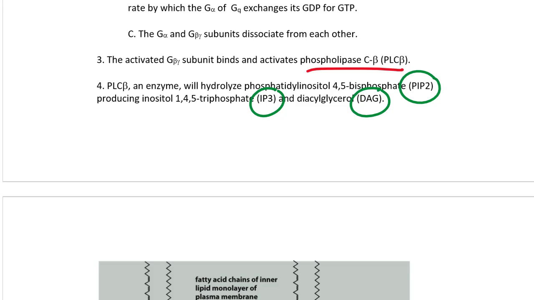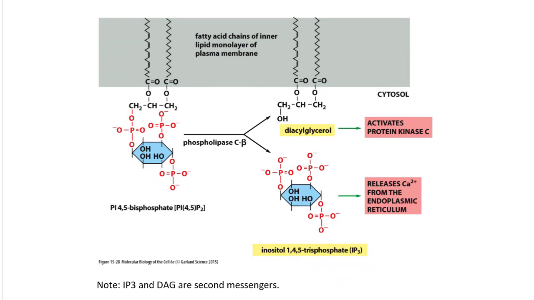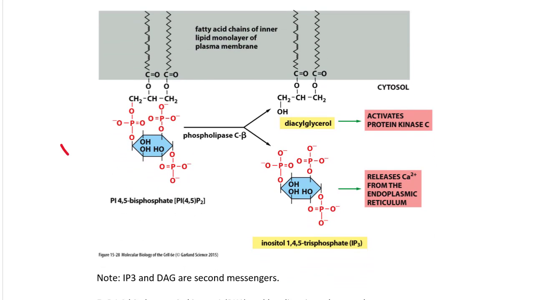So this reaction is simply this. PIP2 goes to produce IP3 plus DAG, and the enzyme is PLC beta. Okay? And this is being shown here. Here's our phospholipid, PIP2, or PI(4,5)P2, and you can see that you have the head of the phospholipid right here.